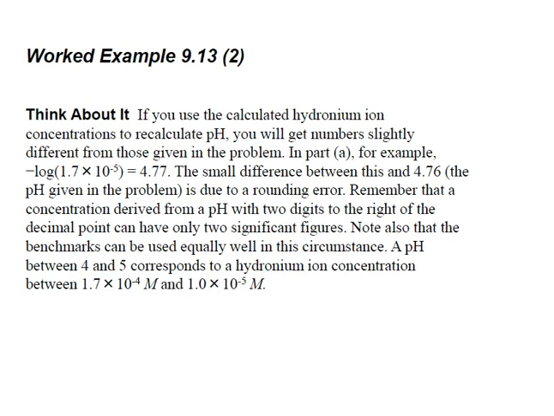If you use the calculated hydronium ion concentrations to recalculate pH, you will get numbers slightly different from those given in the problem. In part A, for example, negative log of that is 4.77. The small difference comes from significant figures, and is due to a rounding error. Remember that a concentration derived from a pH with 2 digits to the right of a decimal point can have only 2 significant figures. Also note that the benchmarks can be used equally well in this circumstance. A pH between 4 and 5 corresponds to a hydronium ion concentration between 1.7 times 10 to the negative 4 and 1.0 times 10 to the negative 5.